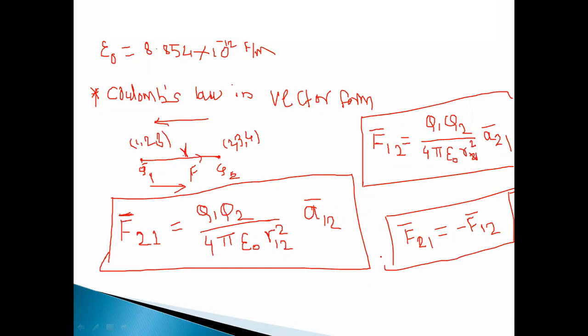Means in examination also, many times this happens when they are giving two charges, Q1 and Q2, and they are asking you to find F bar 21 and F bar 12. That time no need to do the same process again. You have to only change the sign, or multiply by minus sign, then you will get the same vector.